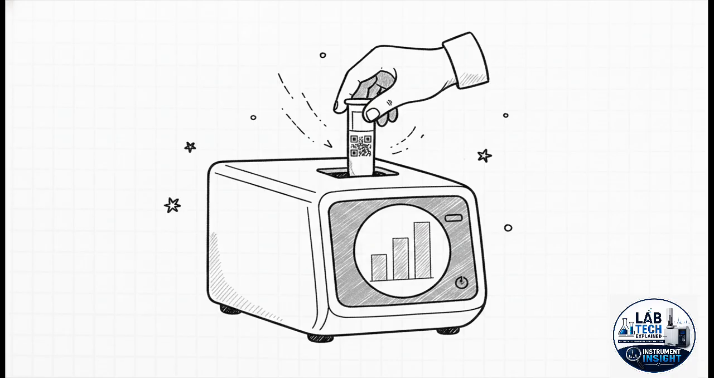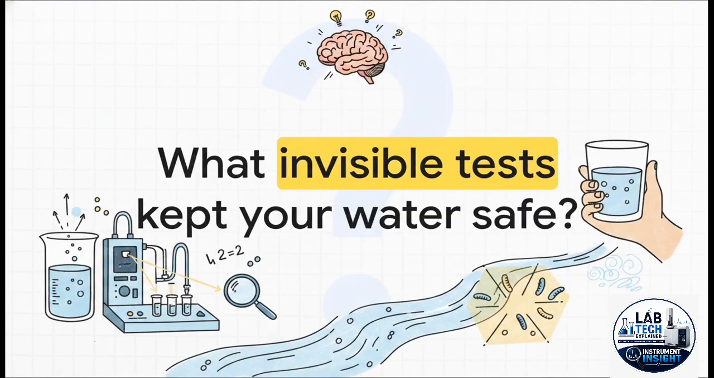You don't even have to push a single button. The machine scans the 2D barcode on the tube, automatically pulls up the correct method, runs that crucial NTU check to make sure turbidity isn't messing with us, and boom, it immediately displays the precise concentration of COD in milligrams per liter, right there on that big HD screen. It's almost too easy. Which leaves us with this final thought.